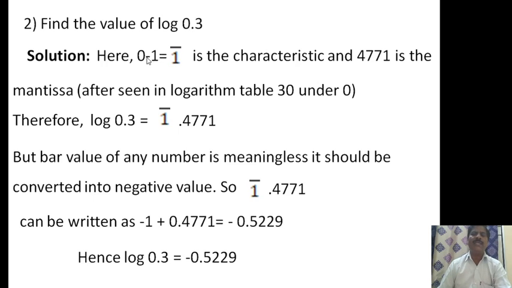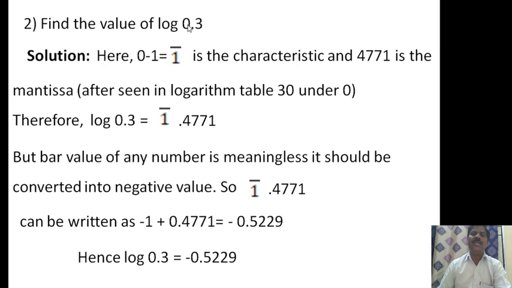Therefore 0 minus 1 is the characteristic, which can be written as bar 1. That is negative, a minus sign put on the head of that number, and it is called a bar value. Now this bar 1 is the characteristic of log 0.3. Then you have to find the mantissa. After putting the characteristic, here I have kept bar 1, then neglect the decimal point.